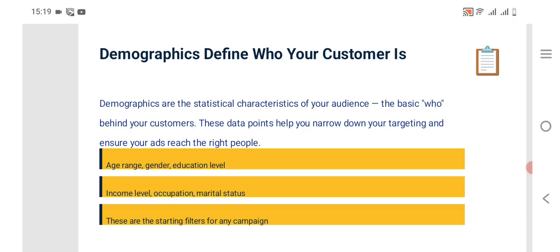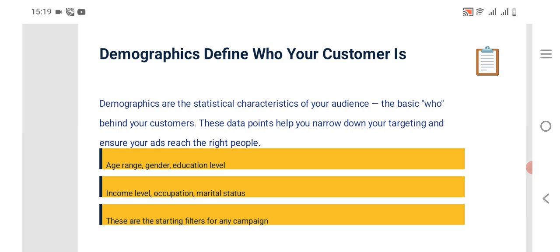Demographics are the characteristics of your audience. That's where you know their age, their gender, their education level, their income level, their occupation, their marital status. So these are the starting filters for any campaign. These are the things you need to check to know that this ad is for people between the ages of 18 and 24. This is where you know that this ad is not for people above 50. If you're above 50, this product is not for you. So you need to know the demographics, you need to know who your customer is, who exactly you are targeting, so that you can filter them out and know who you are focusing your attention on.